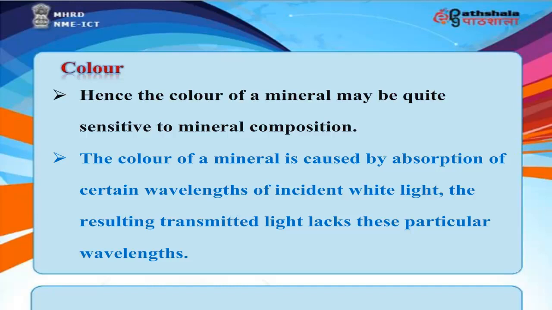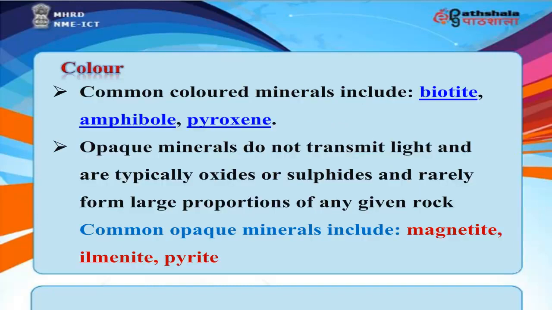The color of a mineral is caused by absorption of certain wavelengths of incident white light. The resulting transmitted light lacks these particular wavelengths. Common colored minerals include biotite, amphibole, and pyroxene. Opaque minerals do not transmit light and are typically oxides or sulfides and rarely form large proportions of any given rock. Common opaque minerals include magnetite, ilmenite, and pyrite.